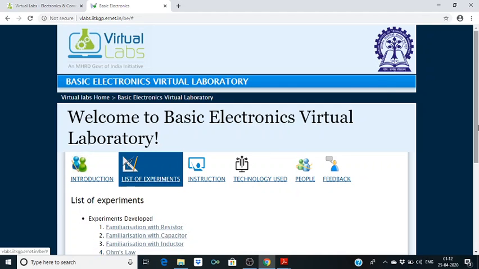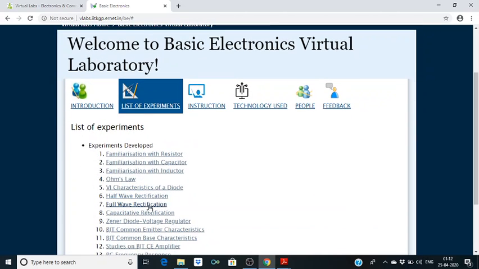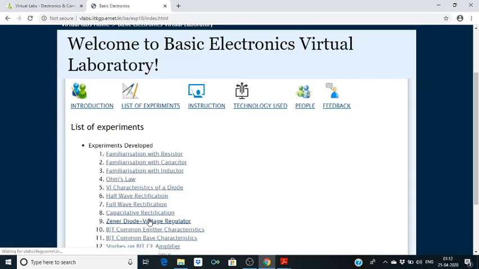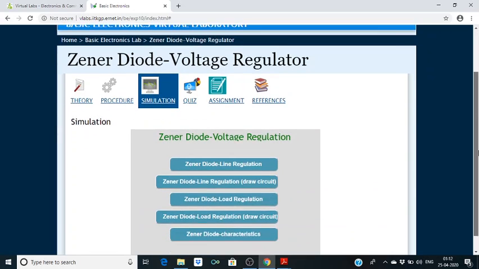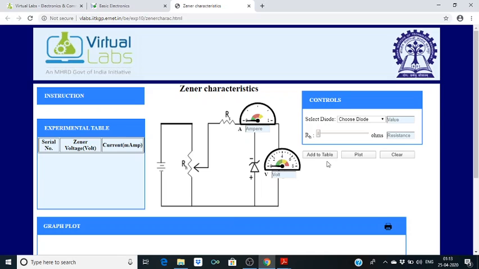We will go to the basic electronics lab. Under the list of experiments, we will go to Zener diode and then to simulation. First we will see the VI characteristic, the Zener diode characteristic. So here we have to choose the diode. Suppose we have chosen this one, and now we will change this resistor value, so accordingly the input voltage will change.